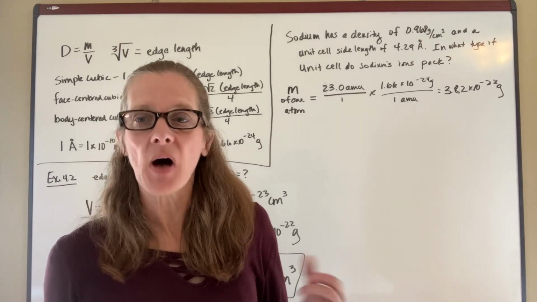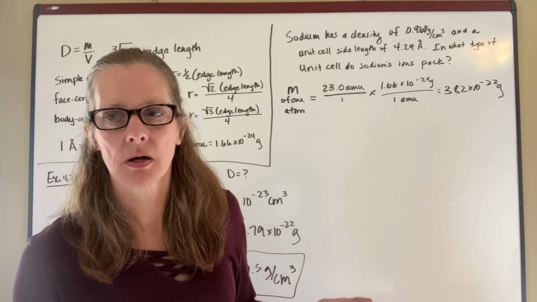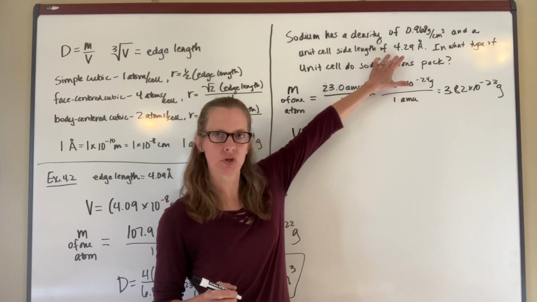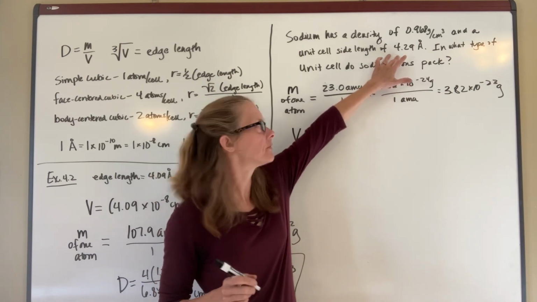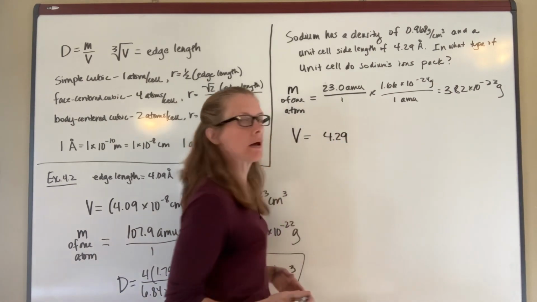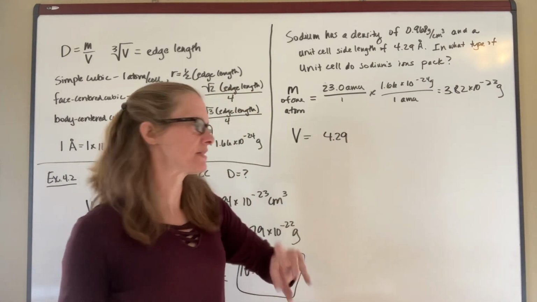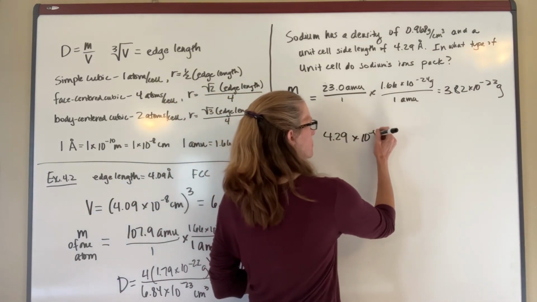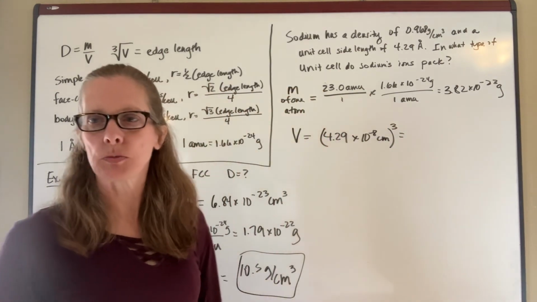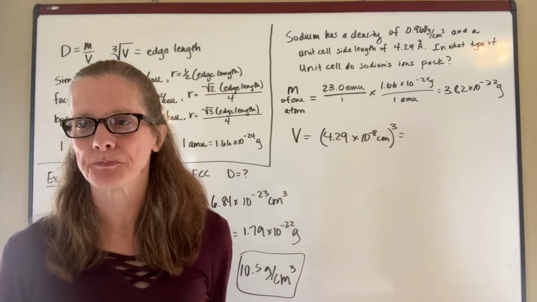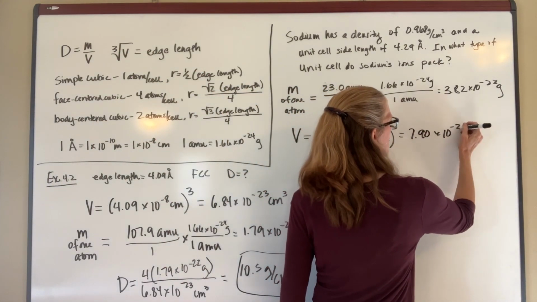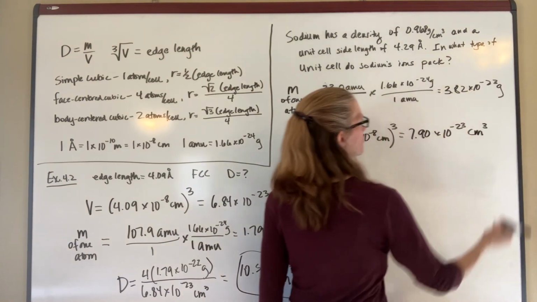Then I need to know what the volume is because I'm going to have to use the density formula. Since I know what the side length of the unit cell is, I can find the volume from that. So the volume is going to be 4.29, and I'm going to take angstroms and convert it directly to centimeters, so times 10 to the minus 8 centimeters. I'm going to cube that value to give me the volume. Okay, so that's going to be 7.90 times 10 to the minus 23rd cubic centimeters.